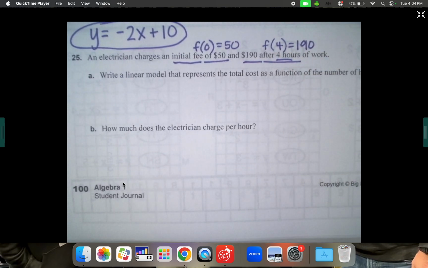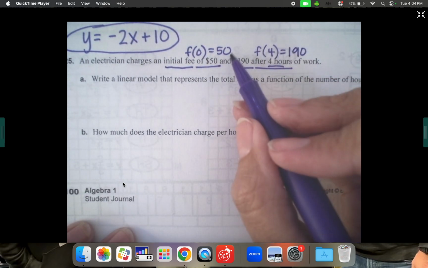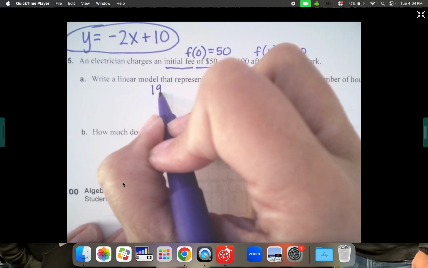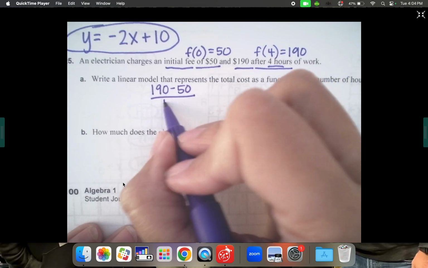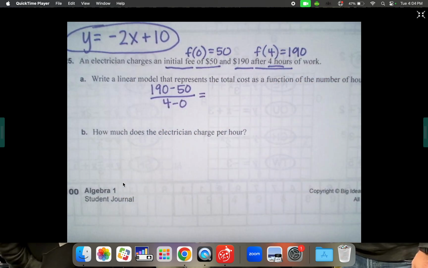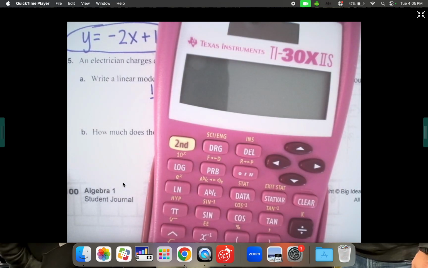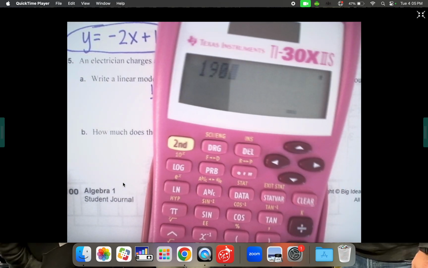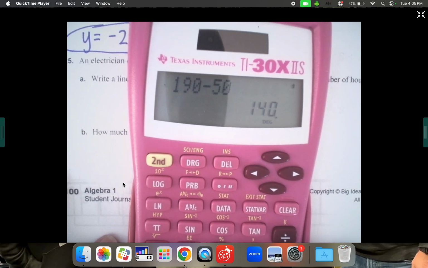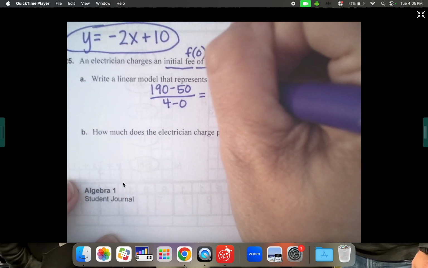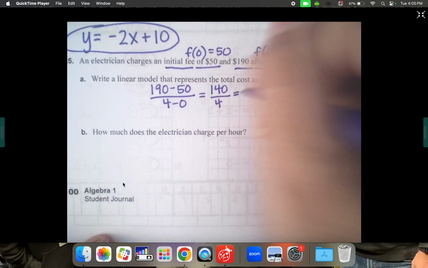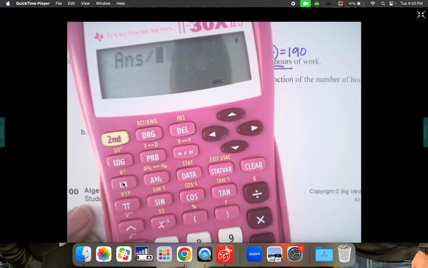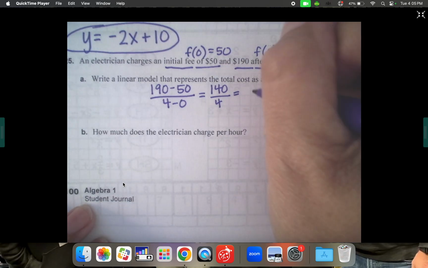Okay, so I would do 190 minus 50 over 4 minus 0. 190 minus 50, let's see, I'm too sick to do that math in my head. 140. Don't make fun of me. 4 minus 0 is 4. 140 divided by 4, I'm sure that comes out evenly. It does. It's 35.